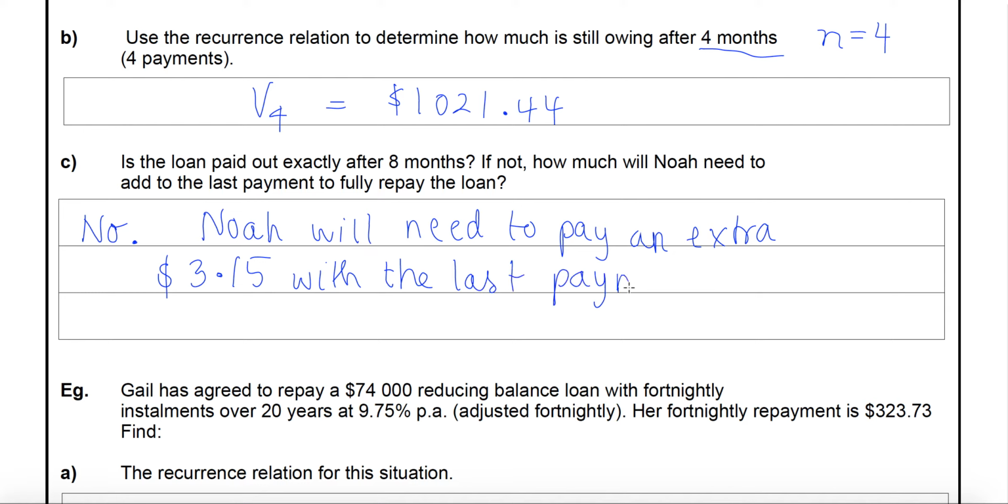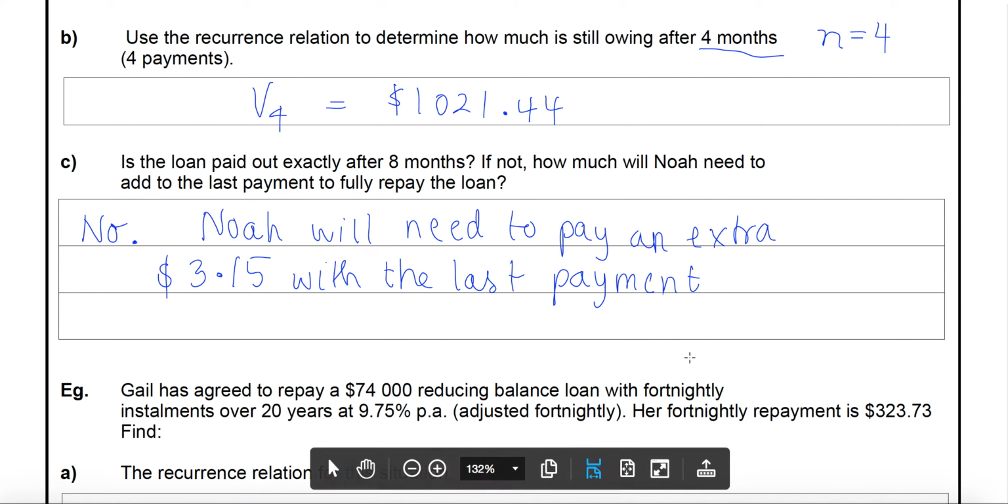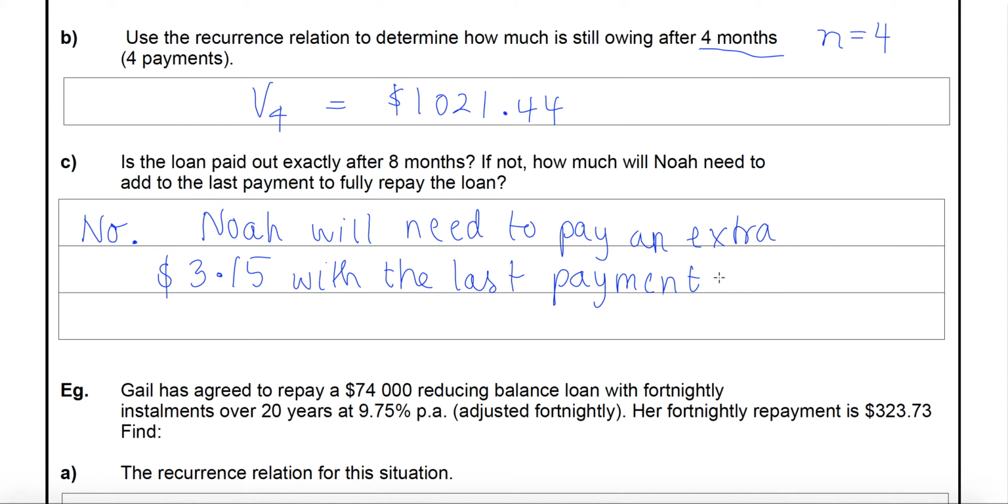And so if you were asked to calculate, say, the final payment, provided it is just paid out after the 8 months, we would add that to that last payment, the 8th payment.